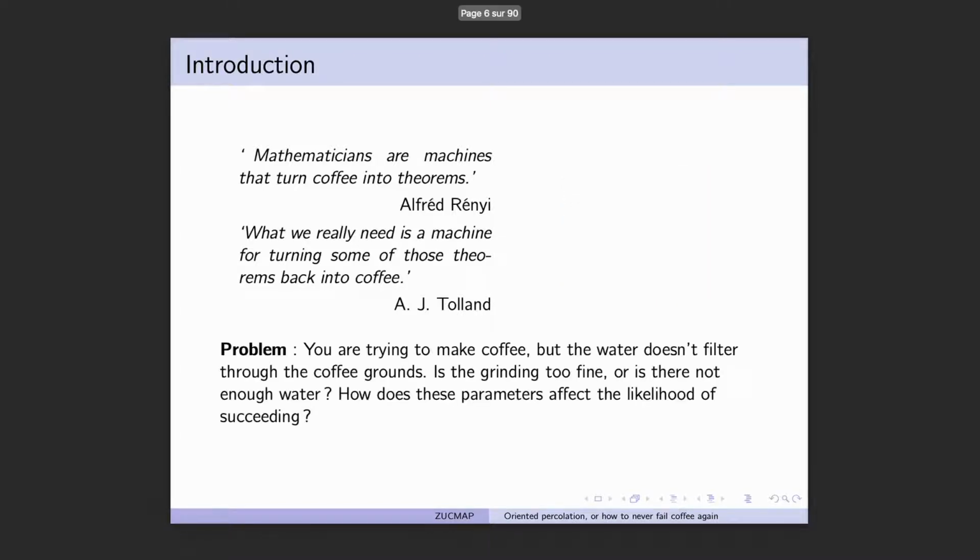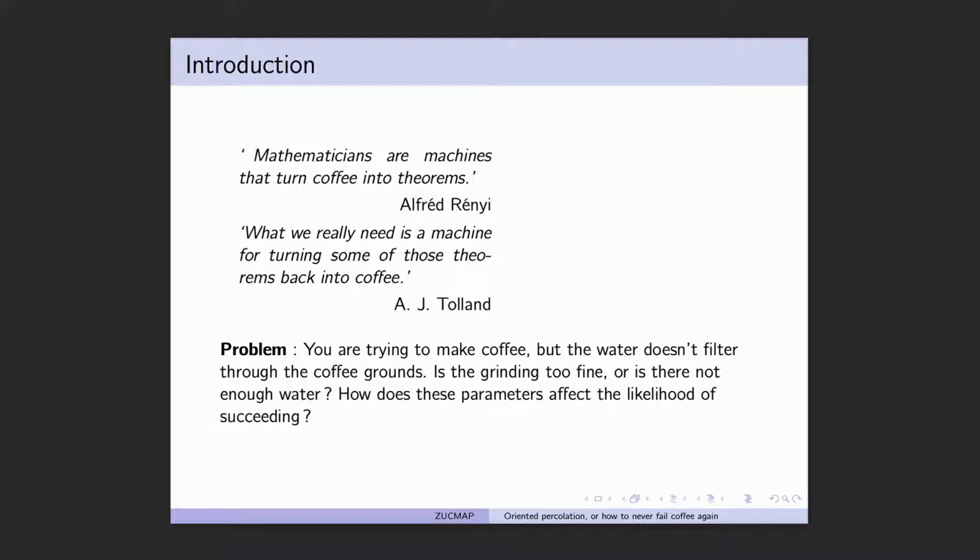So the problem we are set with is the following. Let's say you are trying to make coffee, but actually it doesn't work so well. The water that you pour on top of the coffee doesn't quite filter through. And then you wonder, maybe I did something wrong, maybe the grinding is too fine, maybe I did not add enough water, and how can I correct my mistakes and actually succeed in making coffee, and how these two parameters will affect the likelihood of you succeeding in making this coffee.